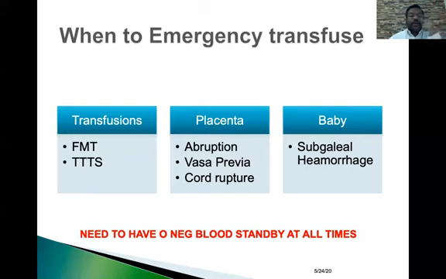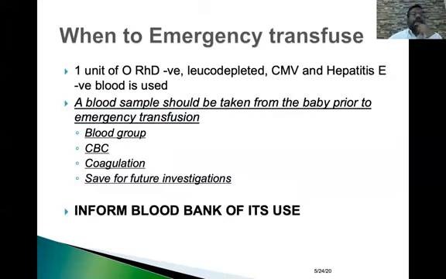For that, you need to have O-negative blood on standby at all times in the OT and in the labour rooms. It is O-negative blood because it can be given fairly quickly. It is leukodepleted and hence CMV negative. It must also be hepatitis E negative. It is important to take a blood sample from the baby prior to emergency transfusion for blood group, count, hemoglobin, coagulation, and also save some blood for future investigations. Once you use that O-negative blood from the fridge, you must inform the blood bank of its use so that it can be replaced.